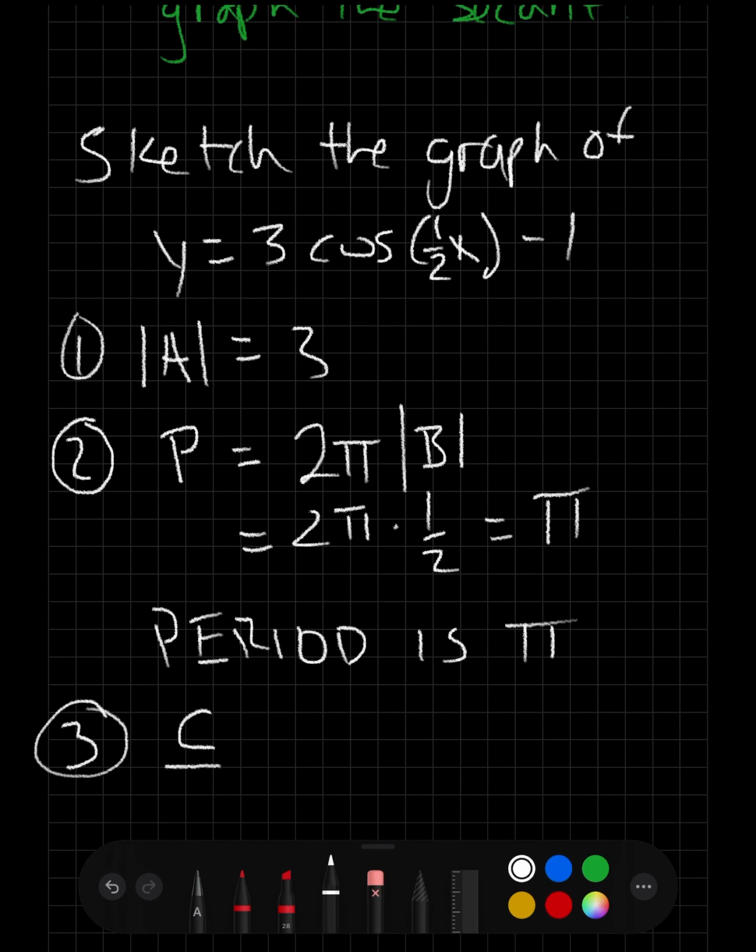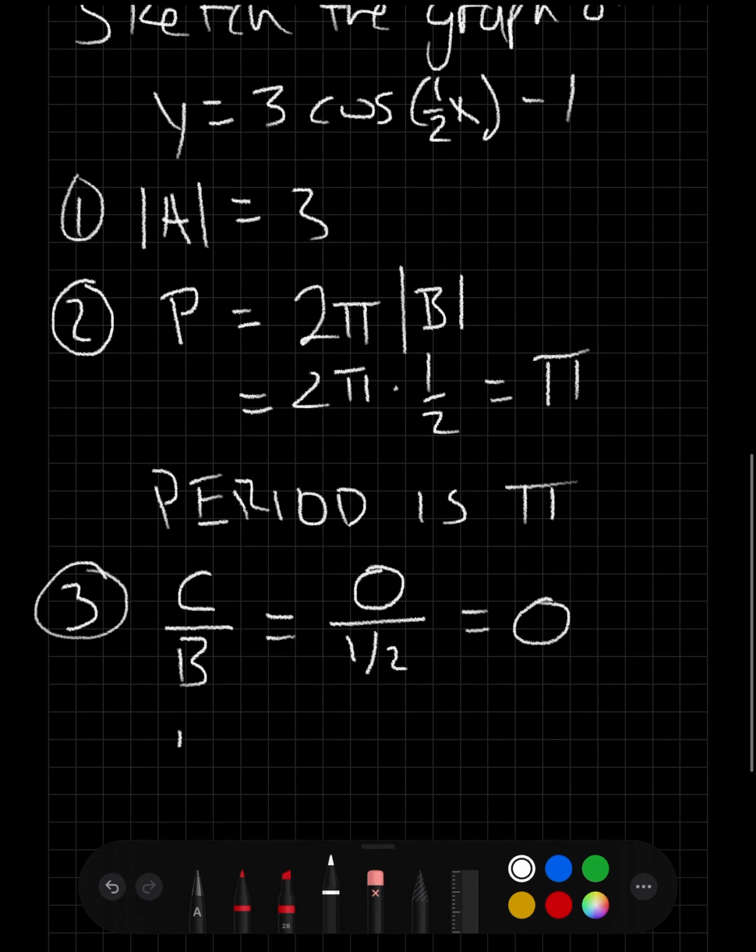And then we're going to sketch this graph. Oh, let's talk about the phase shift. Let's not get ahead of ourselves. We're supposed to find, do we have a phase shift? C over B. So what I notice here is that there is no C value. So that makes my C value equal to 0, and my B is equal to 1/2. So 0 divided by 1/2 is equal to 0. So there's no phase shift, no horizontal shift, which is kind of nice.